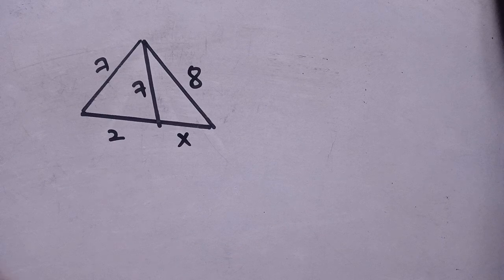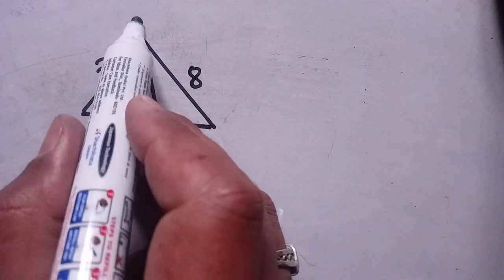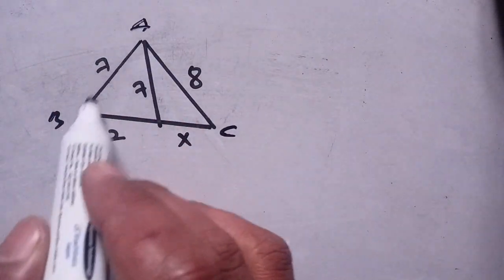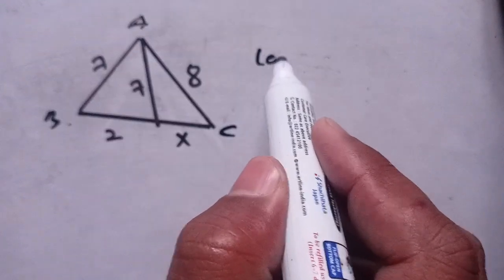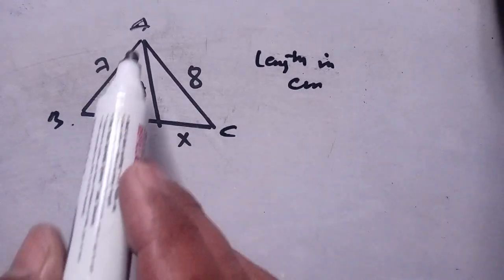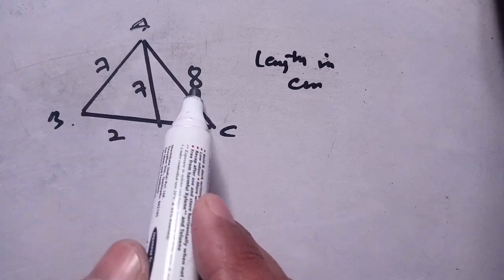Everyone. In today's video, we are going to solve this geometric problem. Here is a triangle ABC. Its side lengths, in centimeters, are AB is 7 centimeters, and AC is 8 centimeters.